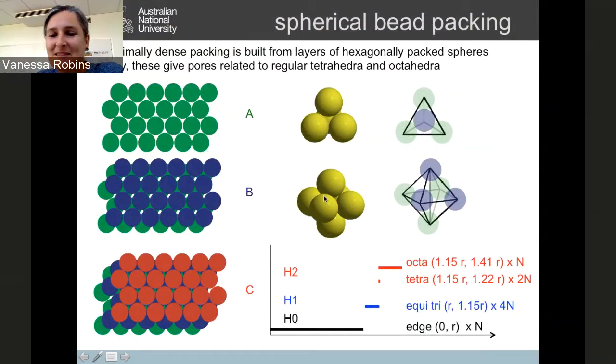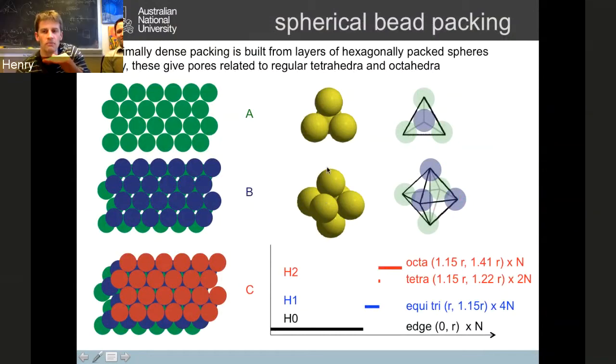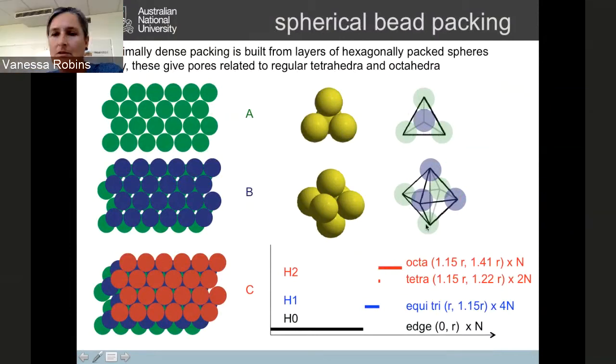So the tetrahedral configurations, that's 3 spheres in one layer, and then the next sphere in an adjacent layer. For the octahedron, is it 3 in one layer and then 3 in an adjacent layer? Yep, that's what I was trying to show with the colors there. You have the green and the blue, the 3 green and the 3 blue, which corresponds to the 3 green and 3 blue in successive layers here. I see. Thanks.